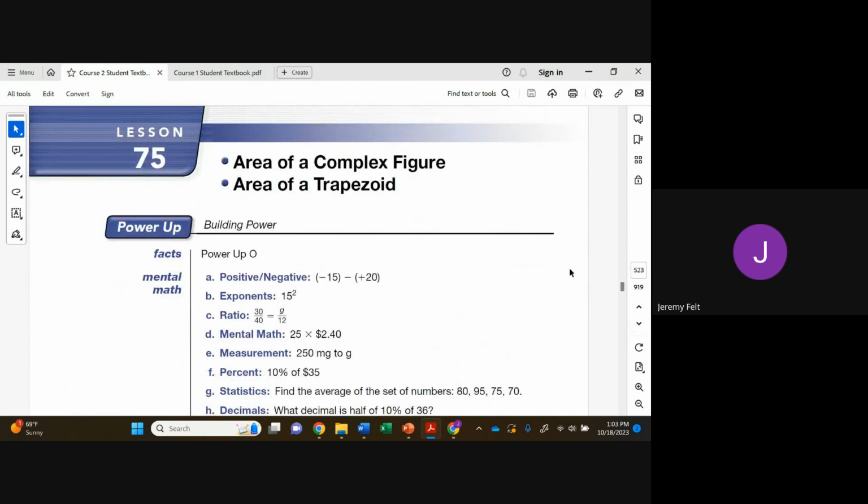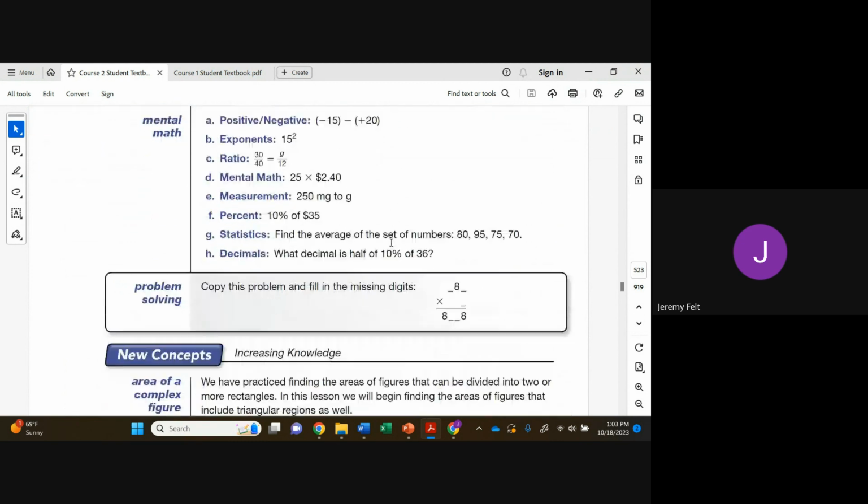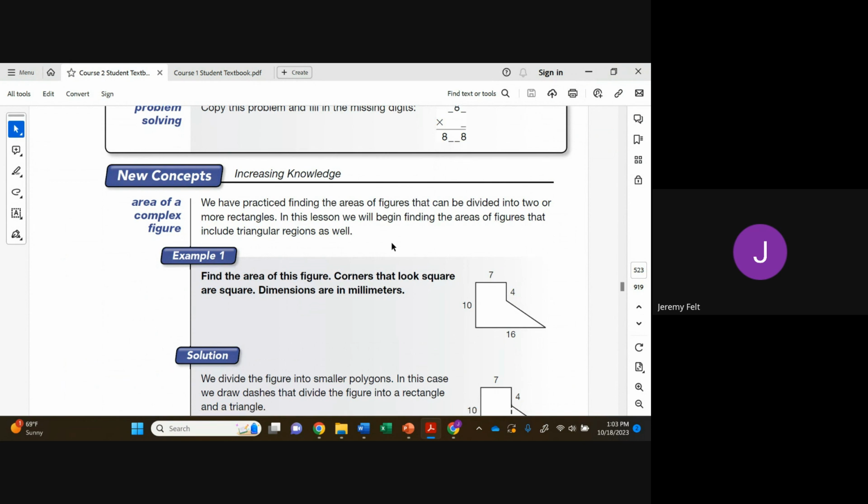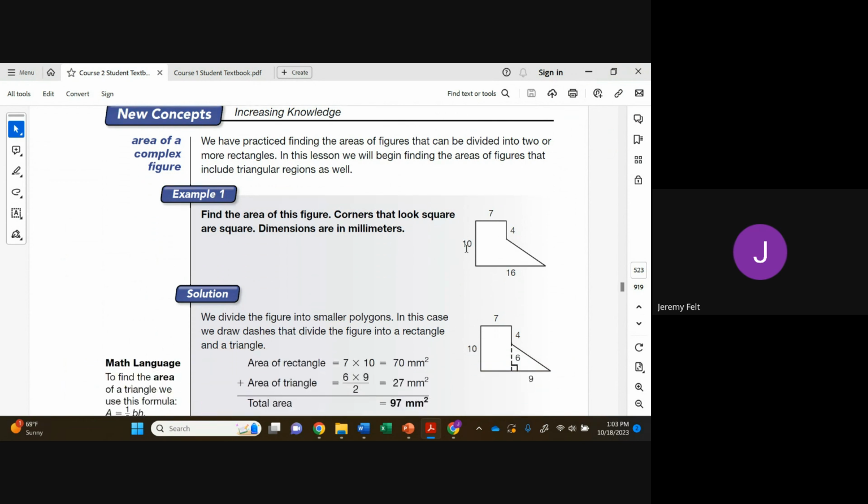Second item we're looking at today is area of complex figure and area of a trapezoid. So a complex figure could just be some polygon that has 5, 6, 7 sides, but it's not the triangle or rectangle or just a typical polygon that we're used to working with. So we're going to need to break it apart into some different shapes. Instead of me trying to draw this out on the whiteboard, let's just look at it here.